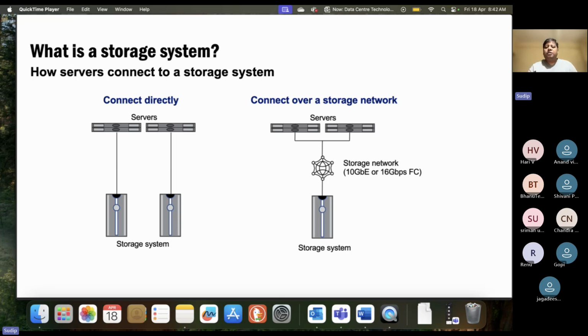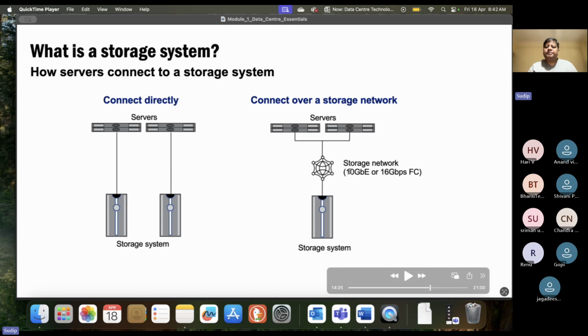Okay, so the storage system gets connected to the network, and on the other side the servers also get connected to the same network, and then using certain mechanisms we will make sure that whatever storage space we are creating in the storage system is visible to the servers. And here also there are two subcategories.